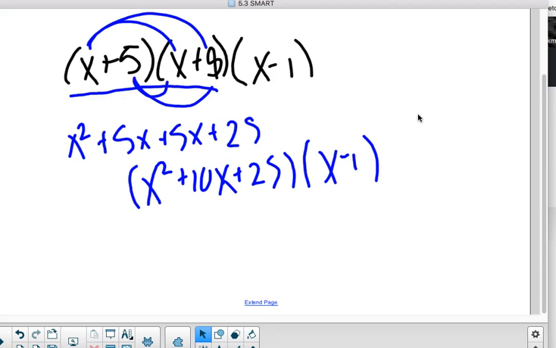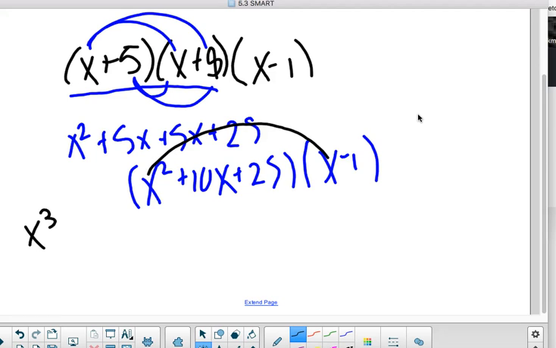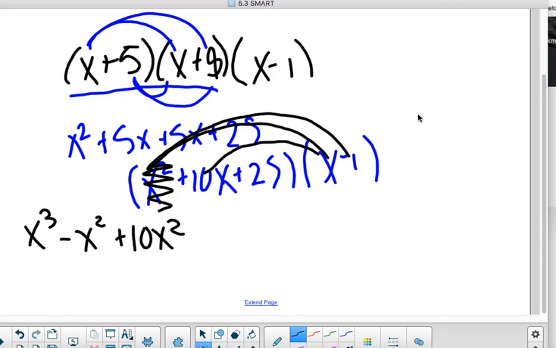So to finish this out, what does the x squared first multiply with? The x. So what's x squared times x? What does the x squared multiply with next? Negative 1 to give you negative x squared. Is there anything left for that x squared to multiply with? No. What's the next number that multiplies? 10x. So what's 10x times x? 10x times minus 1. Is there anything for that 10x to multiply with? No. What's the next number that multiplies in?